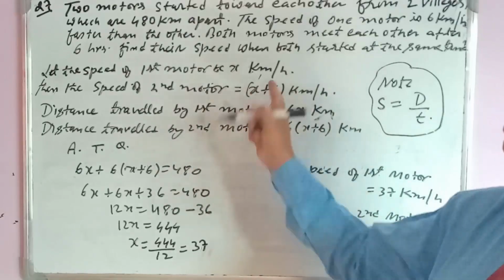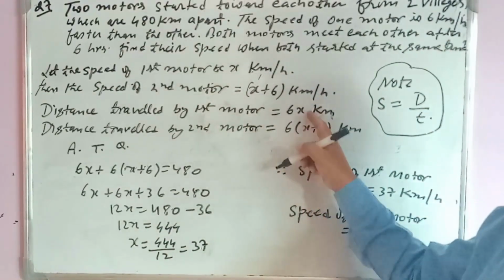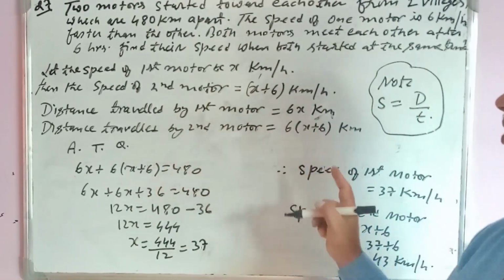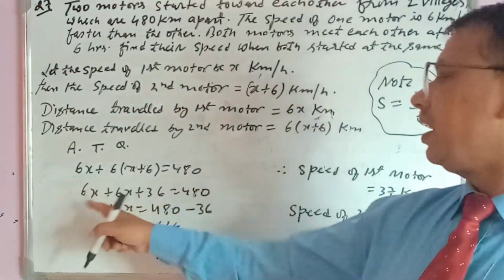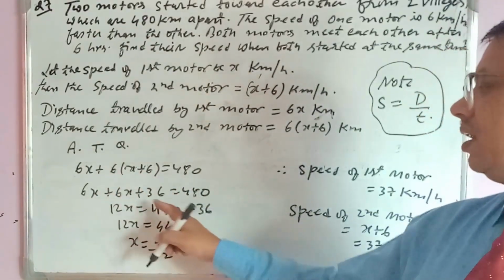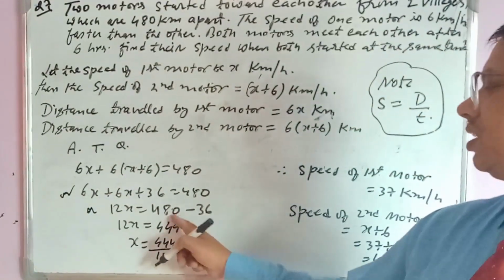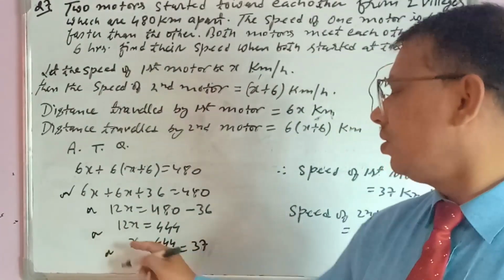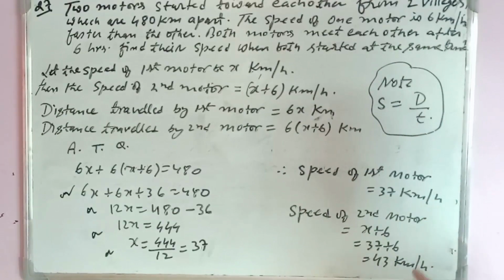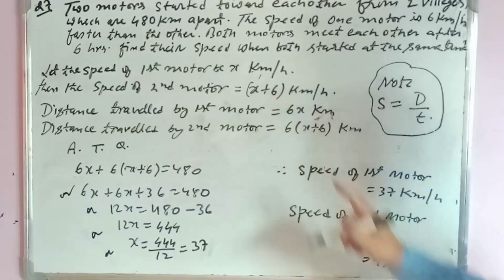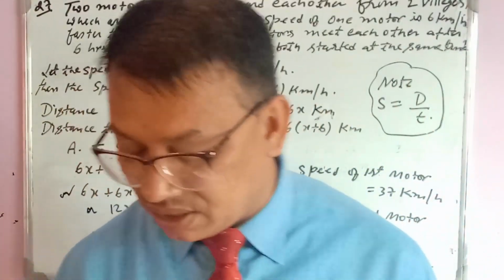According to the question, the total distance between the two villages is 480 km. So the distance traveled by the first motor plus the second motor equals 480: 6x plus 6(x plus 6) equals 480. Calculating, 6x plus 6x is 12x, 6 times 6 is 36; taking 36 to the other side, 12x equals 444, so x equals 444 by 12, which is 37. Therefore the speed of the first motor is 37 km per hour and the second motor is 37 plus 6, that is 43 km per hour. This equation is important in science also.